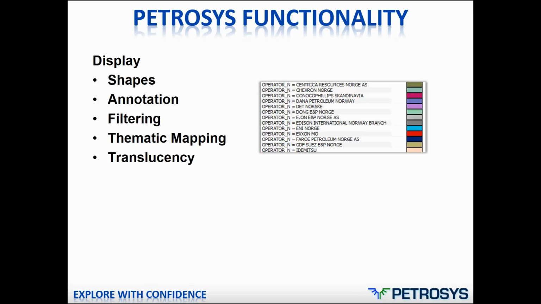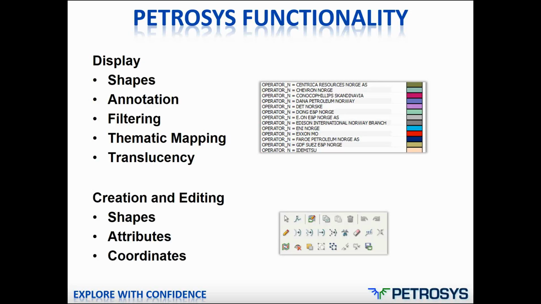The key functionality is the ability to directly display and edit GIS files. Shapes and annotation are displayed, the data can be filtered or thematically mapped, and translucency is available for rasters and shapes. Certain file types can also be created and edited within the Petrosys spatial editor. This applies to the shapes themselves and also to the attributes and coordinates.